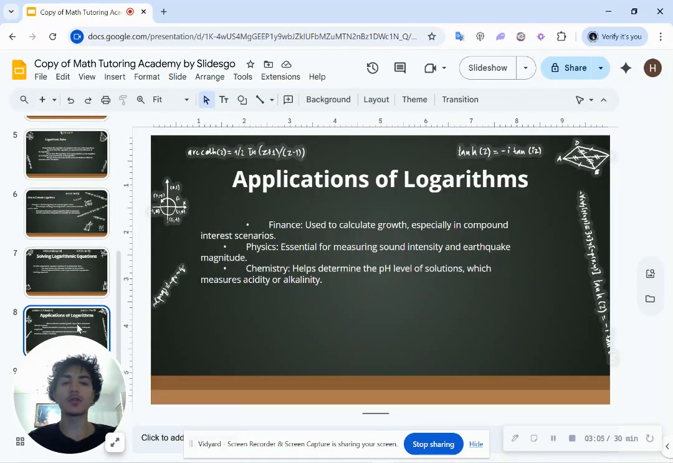Now we can look at chemistry. Logarithms help determine the pH level of solutions, which measures acidity and alkalinity. The pH level is very important. For example, let's say a pool: when you're going swimming, if the pH level is too high, it could cause rashes and burns on you. So you need to make sure your pH level is at the right level, where it can kill bacteria and it's safe for you to swim in that pool.